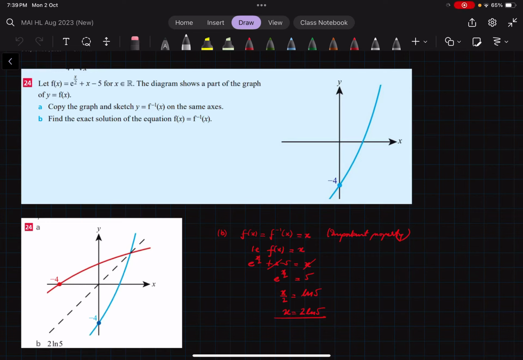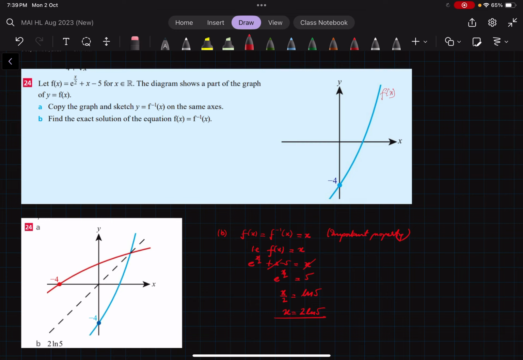So in this case, this is an important sum. Let f(x) be equal to e raised to x upon 2 plus x minus 5 for x belonging to the set of real numbers. The diagram shows a part of the graph y is equal to f(x). So this is y is equal to f(x). This function has been given to you. This graph has been given. Copy the graph and sketch the inverse on the same axis.